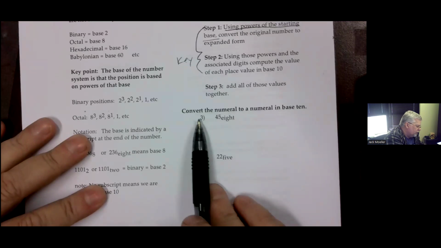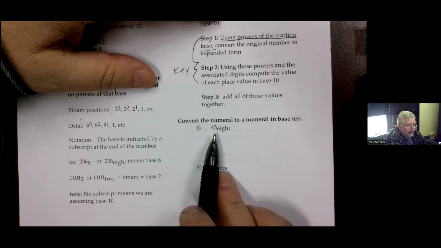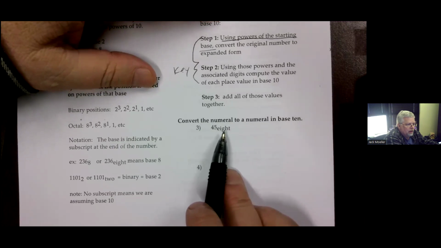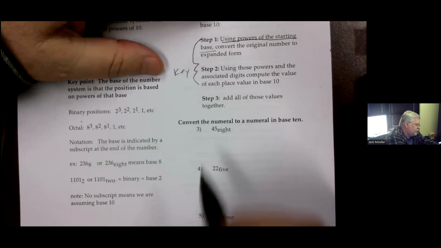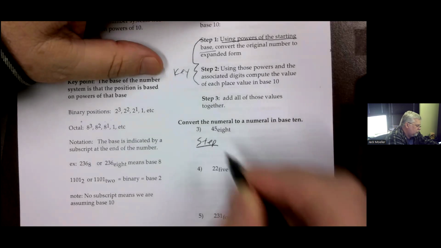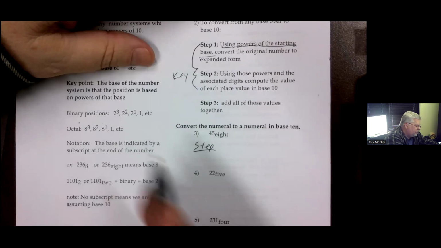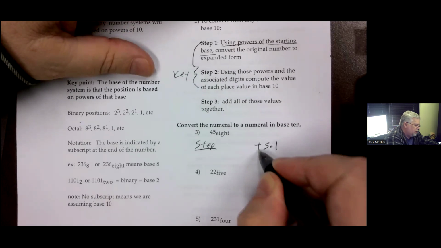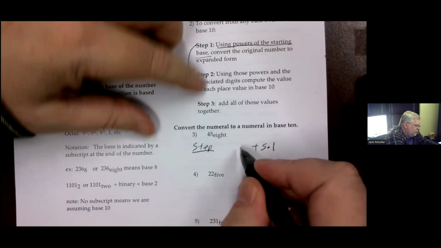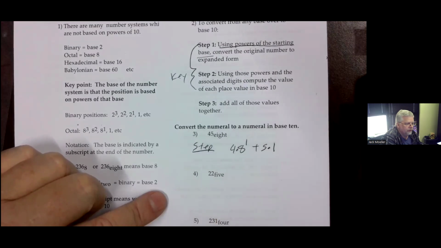Number 3, convert the given numeral to a numeral in base 10. We're going to start with 45 base 8. So what does 45 base 8 mean? Well, this is why we need the expanded form. So step 1: the 45, and we go from right to left. The 5 is the ones place value, so it'd be 5 times 1, plus the 4. 4 times what? Well, we are base 8, so it'd be 8 to the first.